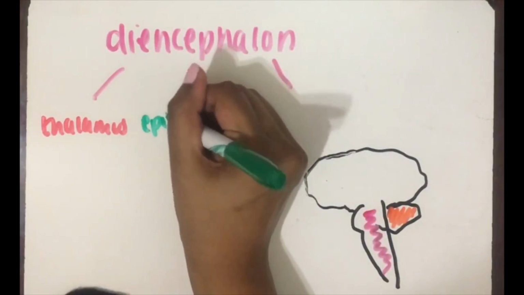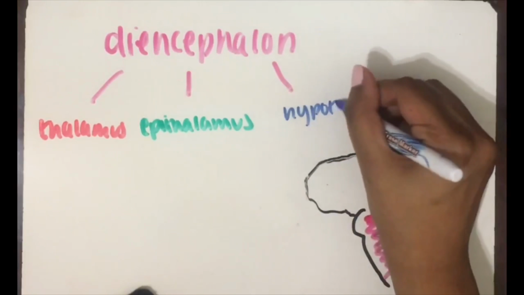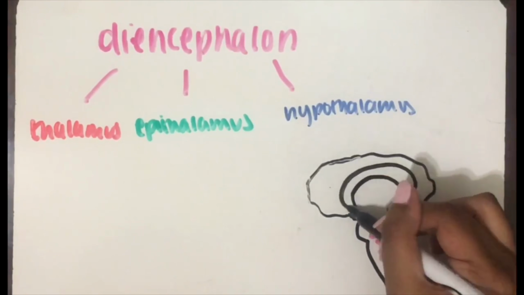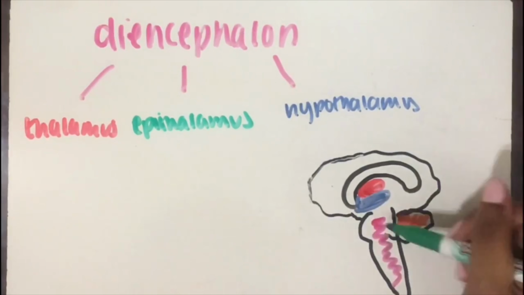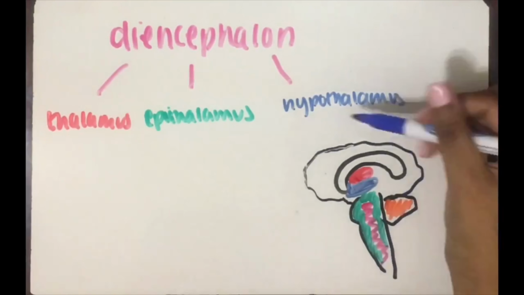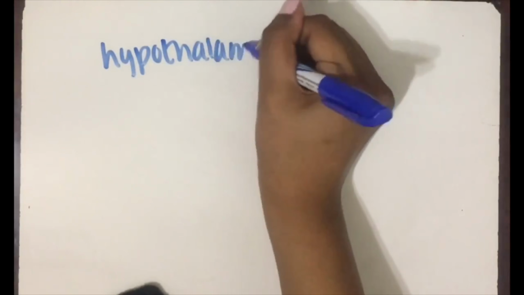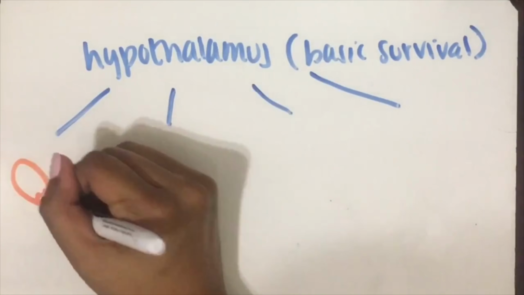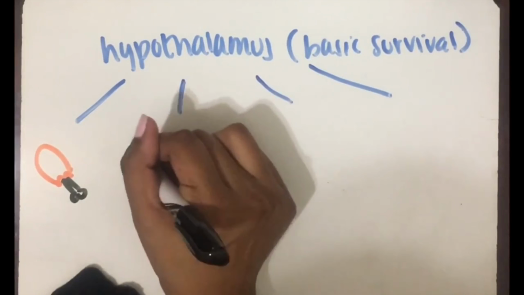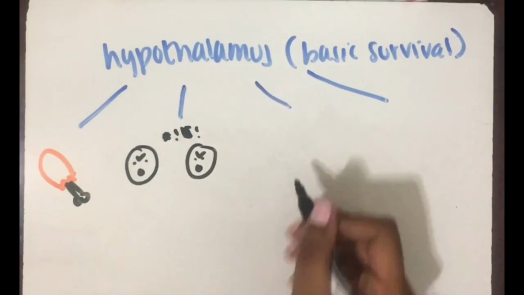The diencephalon develops into 3 adult brain regions: the epithalamus, the thalamus, and the hypothalamus. The hypothalamus regulates homeostasis and basic survival behaviors, such as feeding, fighting, fleeing, and mating.